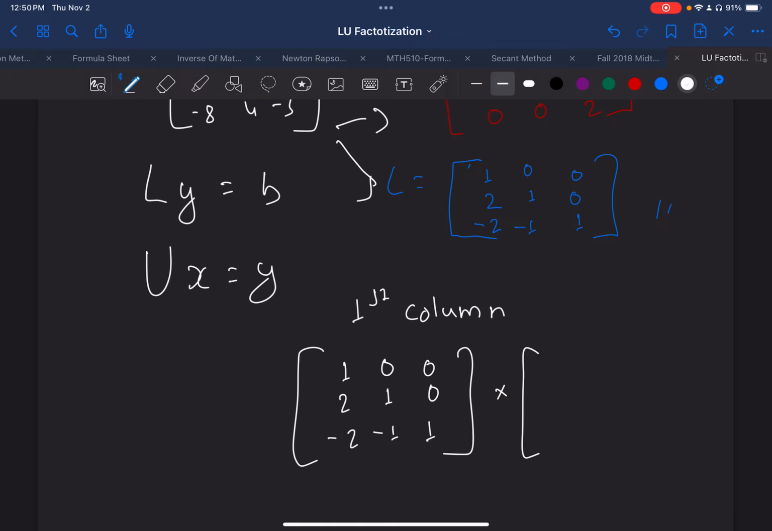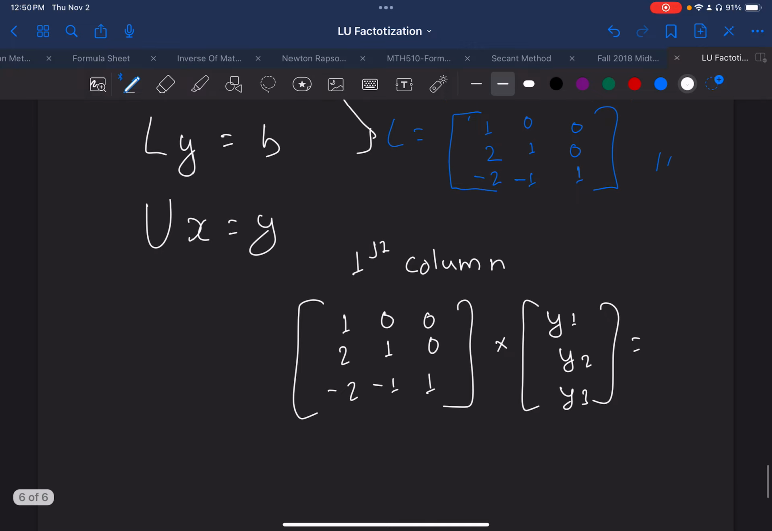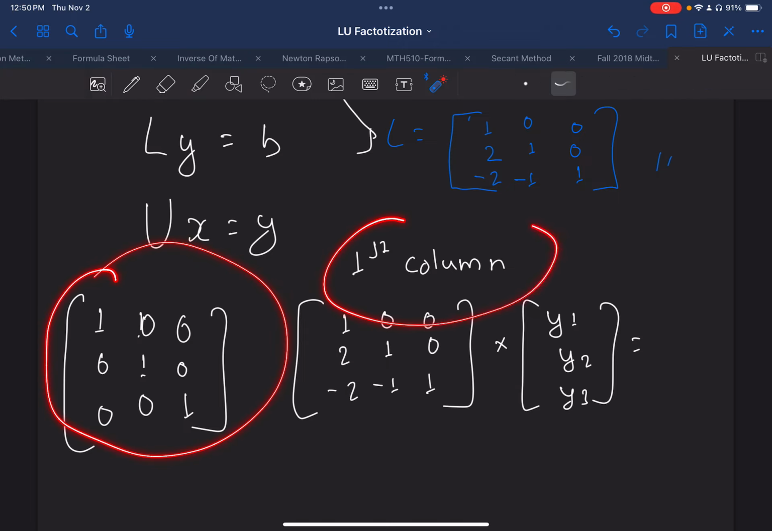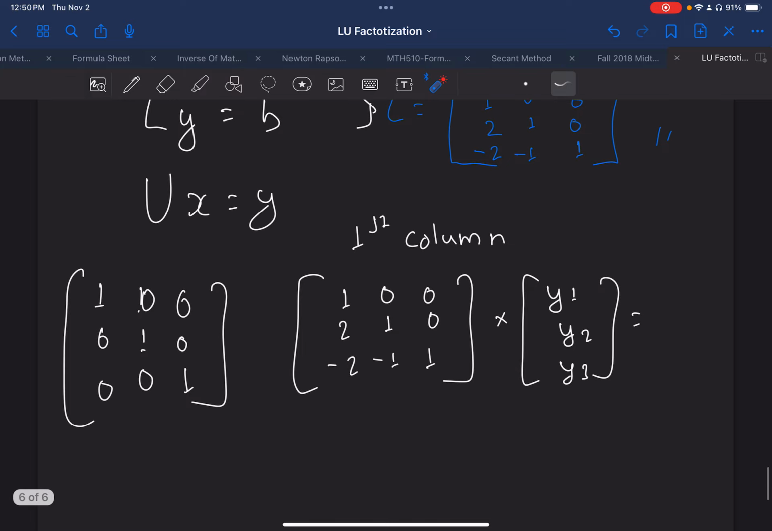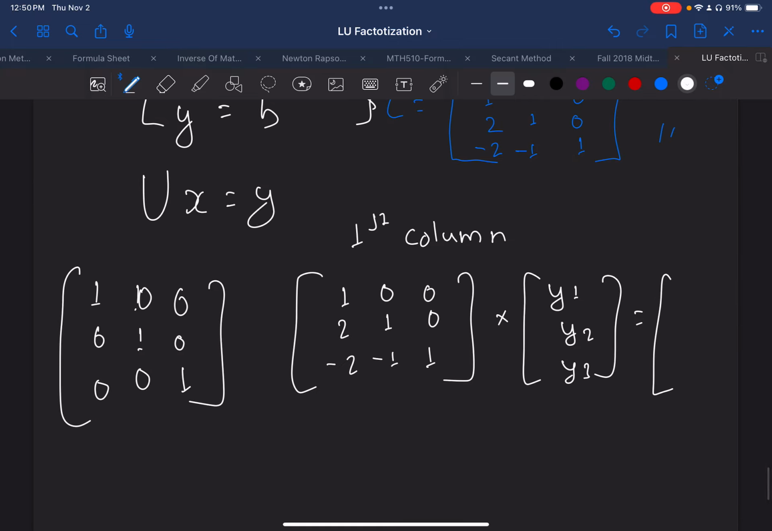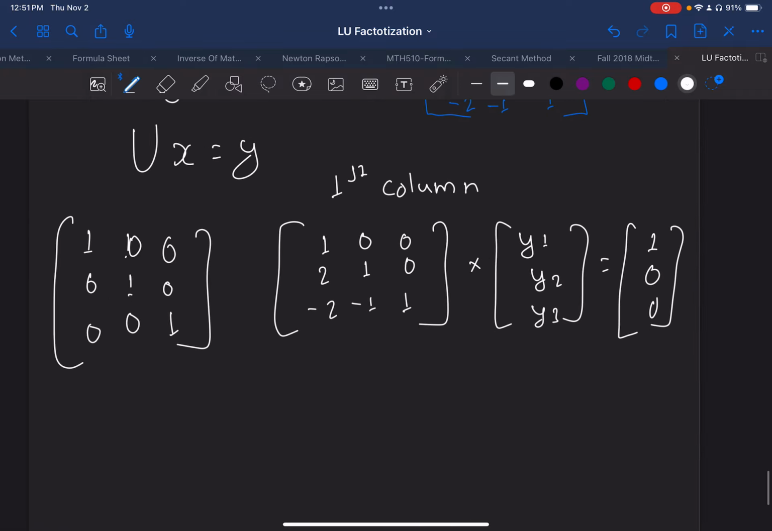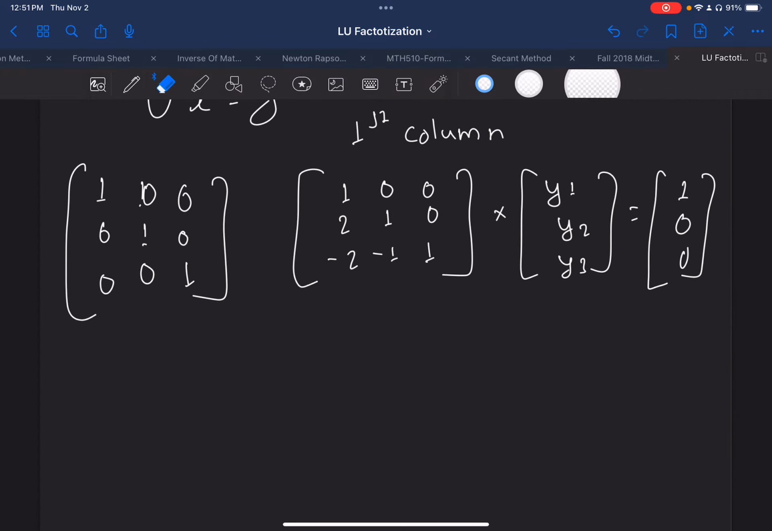We don't know what Y is, right? So we have to find Y. Y1, Y2, and Y3 equals B, the identity matrix. Since we are finding the first column, the identity matrix is 1, 0, 0, 0, 1, 0, 0, 0, 1. So what is the first column of the identity matrix? It is 1, 0, 0. All good? Okay, I will remove this.